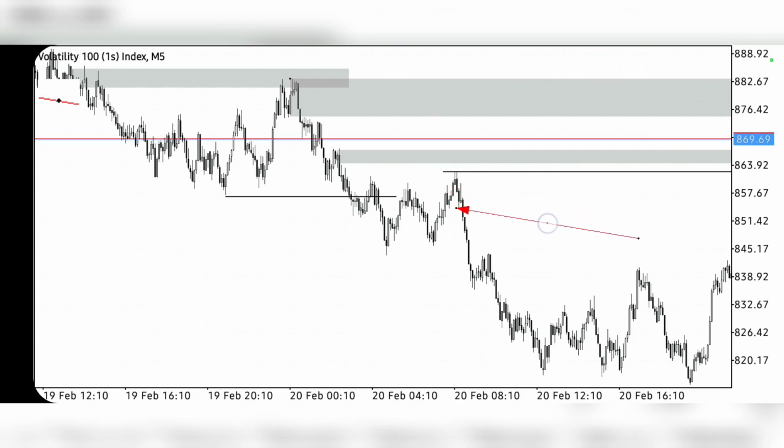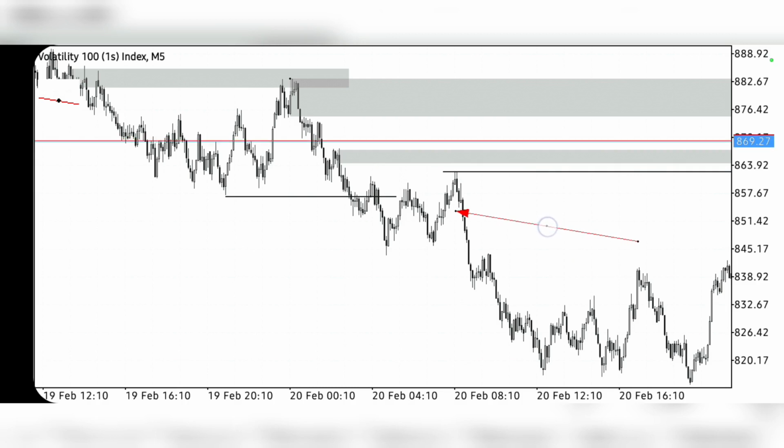If you've not watched my video on inducement, I'm going to link the video in the description box. Just check out videos on inducement and watch it. So this is my secondary inducement, and this is my primary inducement. Because this is the first break of structure to the downside, and this is the normal break of structure. So this is my secondary inducement, this is my primary inducement.